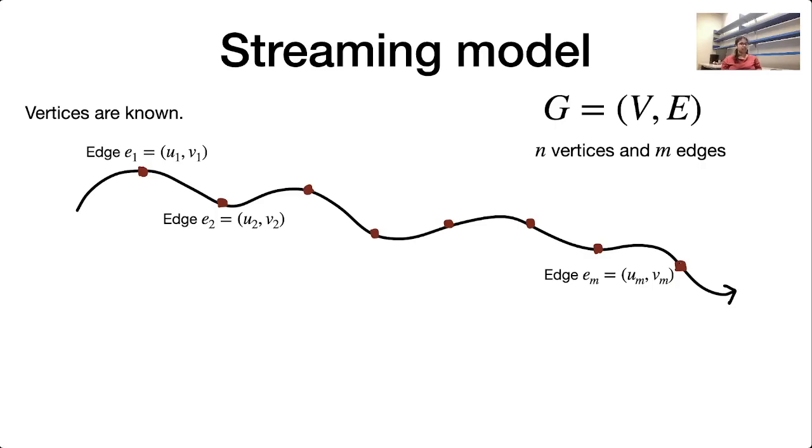We do not have space to store all of these edges because we only have space which is polylog n. This setting, where the space is restricted to order of polylog n, is called the classic streaming setting, and this is what we'll be focusing on today. There are some very strong lower bound results in this setting which we're going to talk about briefly.